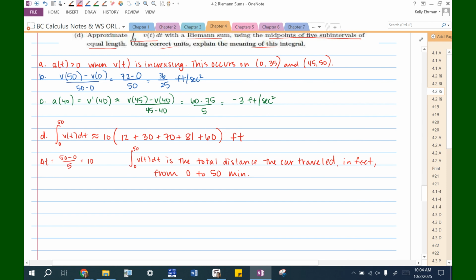I am saying total because all of these were positive. If I had any negatives in here, then instead of total, I would say like the net distance or something like that. Or the net change in position, something like that.